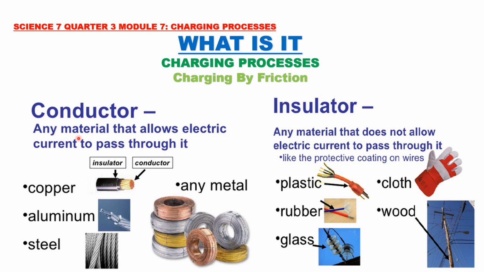Conductor is any material that allows electric current to pass through it. So some examples of conductors are copper, aluminum, steel, or any metal. Insulators, however, is any material that does not allow electric current to pass through it, like the protective coating on wires. So some examples of insulators include plastic, rubber, glass, cloth, and wood.